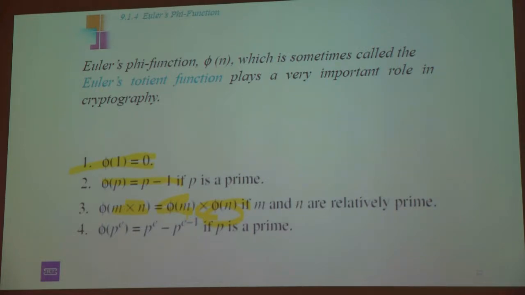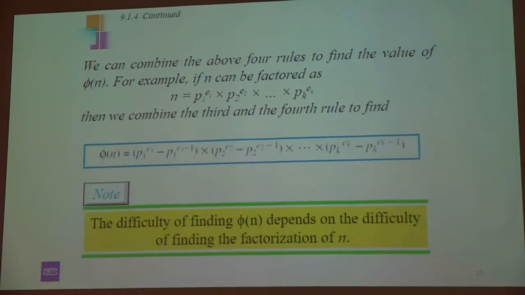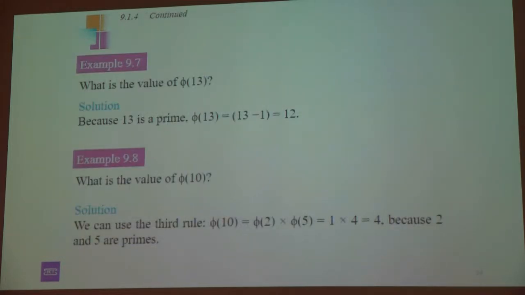If it's a prime to a power, then phi will be p to the power e minus p to the power e minus 1. We'll see an example. Also, if n can be factored into multiple primes to certain powers, it's the same thing: you take each one, p to the power e minus p to the power e minus 1, and so on and so forth. The best thing is to take examples, alright?